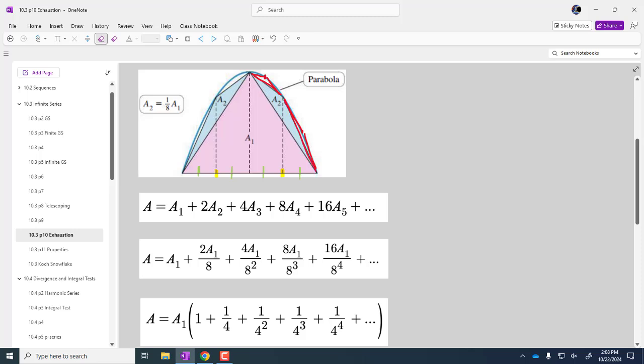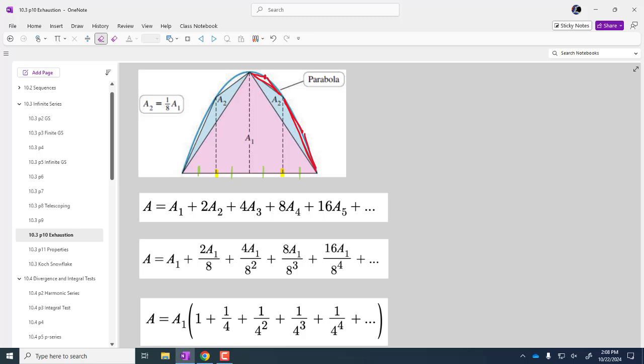But how many triangles will we have at that stage then? 4. There's 2 right triangles on each side. 2 plus 2 is 4. So we're going to have 4. These will be called A3. And it will turn out that each step of the way, you're going to double the number of triangles. So we went from 1 triangle to 2 to 4 to 8.